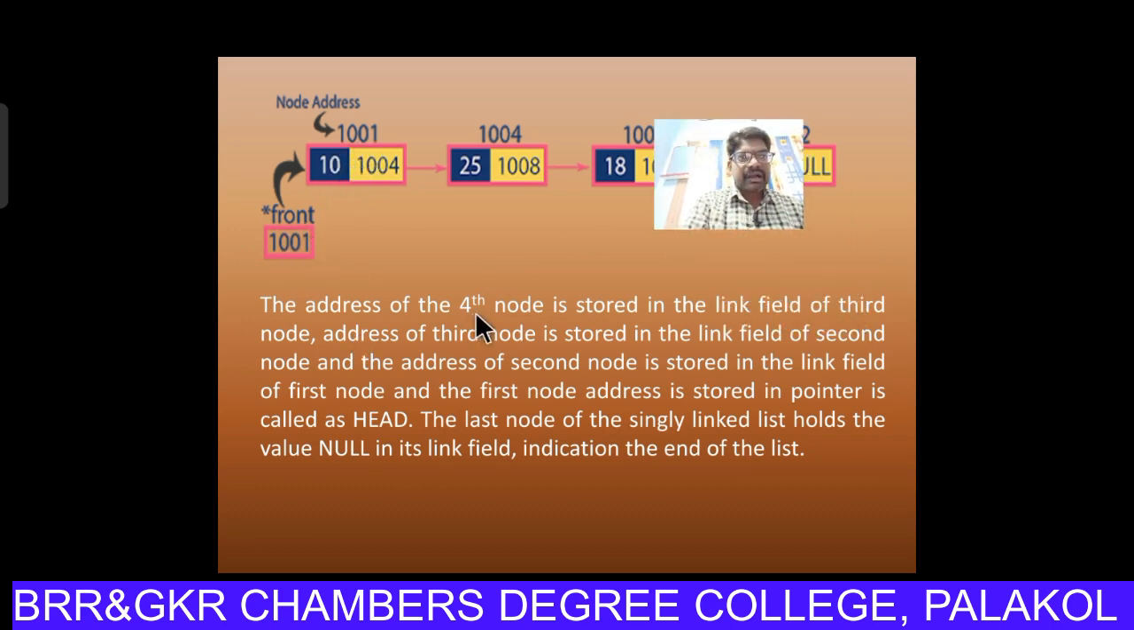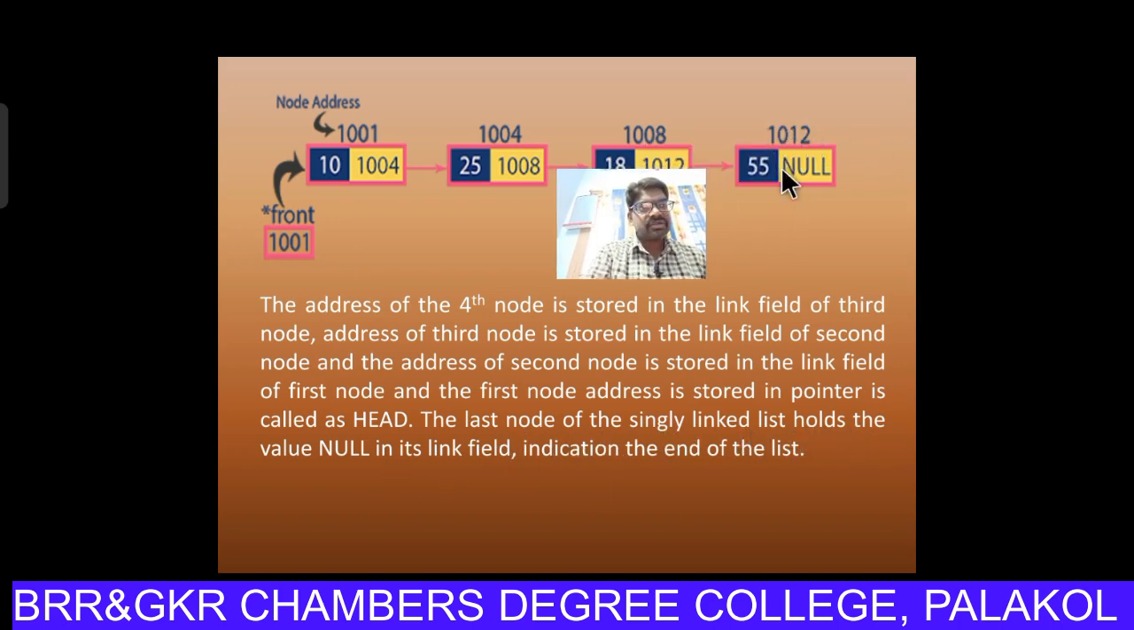Okay, so the address of the fourth node is stored in the link field of the third node. The address of the third node is stored in the link field of the second node, and the address of the second node is stored in the link field of the first node, and the first node address is stored in the pointer called head. So this is the head or front. The last node of the single linked list holds the null value.